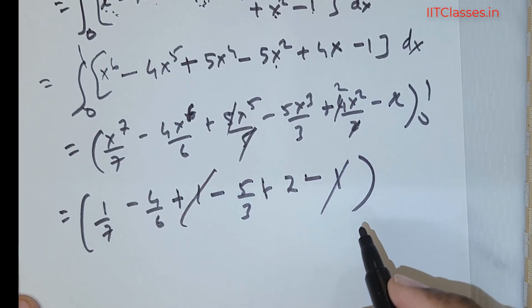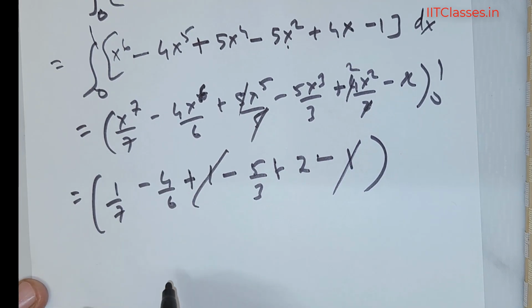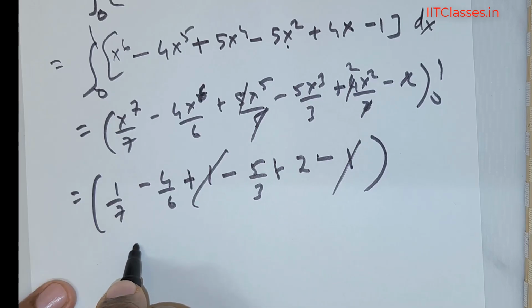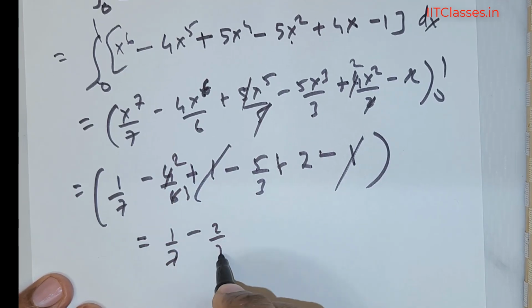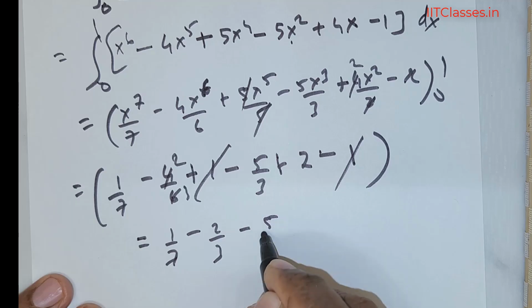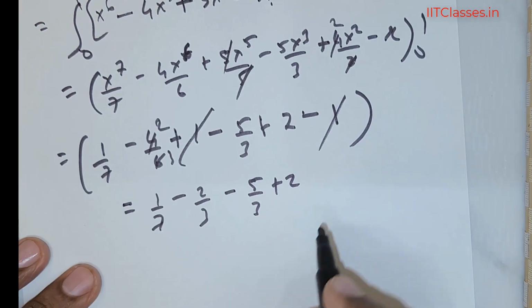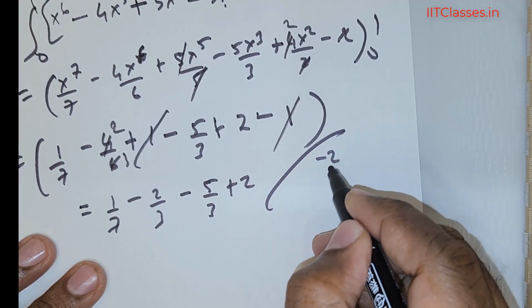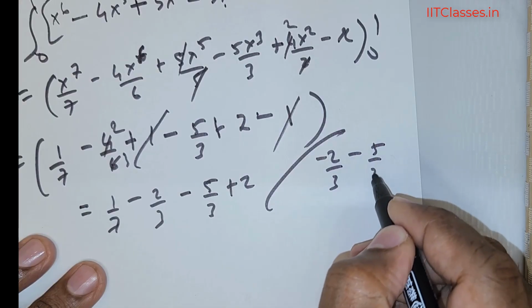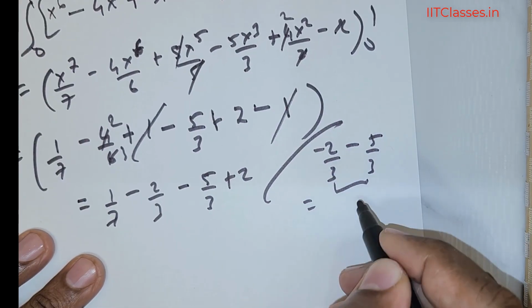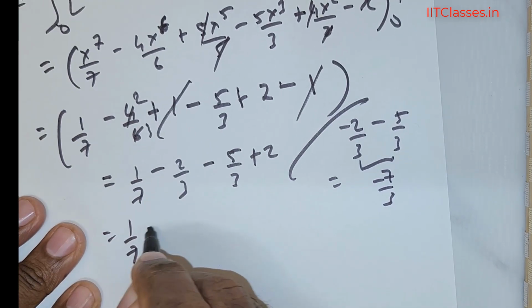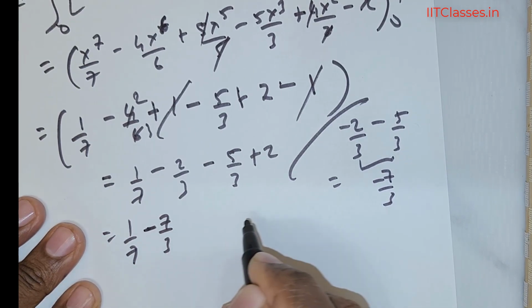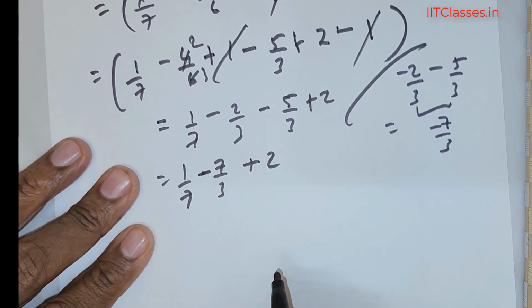Positive 1, negative 1 goes up, and you have 1/7, reduce it to 3, 2/3, 5/3, positive 2. Now negative 2/3, negative 5/3. I can add these two together. Negative 7/3. So I have 1/7, negative 7/3, positive 2.